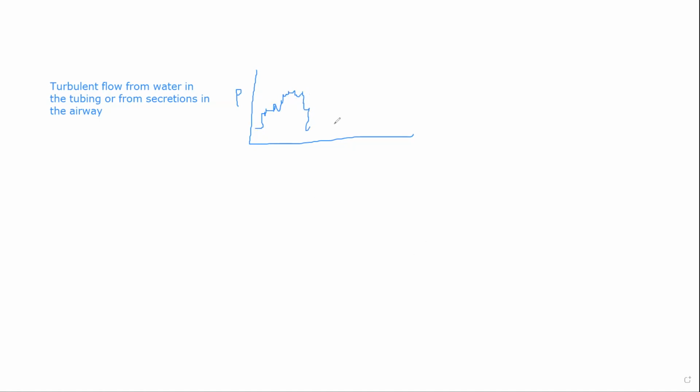So squiggly lines is what I call it, or wavy lines in the pressure time graphic. It indicates either water in the circuit or the patient could have secretions in their upper airway.